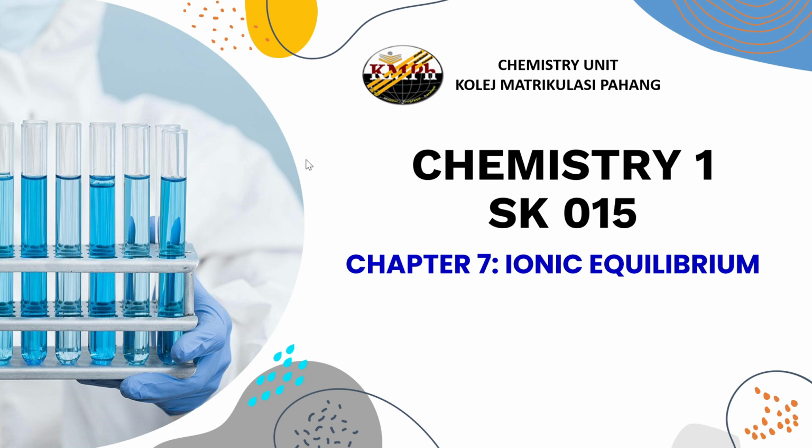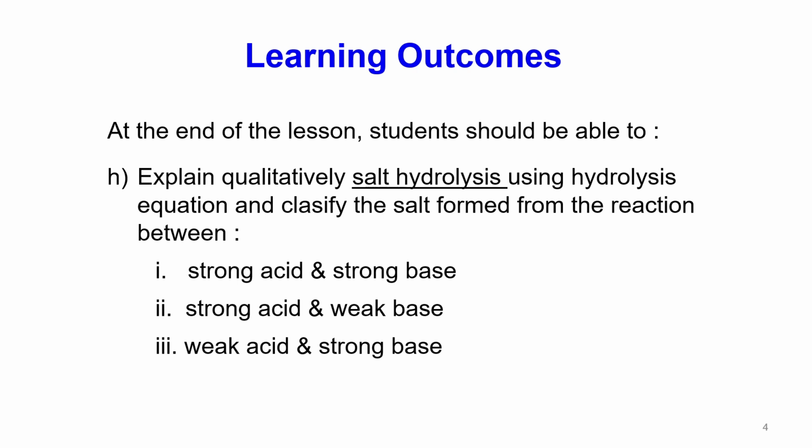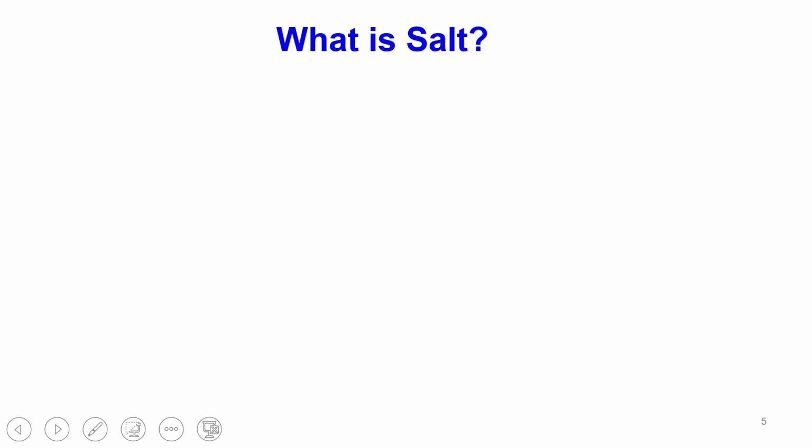So in this video, we are going to continue our lesson in chapter 7, Ionic equilibrium. For this part, kita akan tengok untuk salt, untuk garam. The learning outcomes for this part is, kita akan explain qualitatively salt hydrolysis using hydrolysis equation and classify the salt form from the reaction between strong acid and strong base, then salt from strong acid and weak base, and salt from weak acid and strong base. So what is salt?